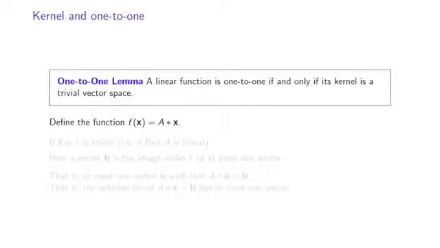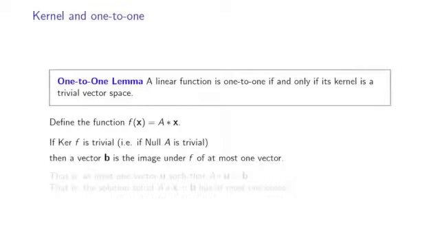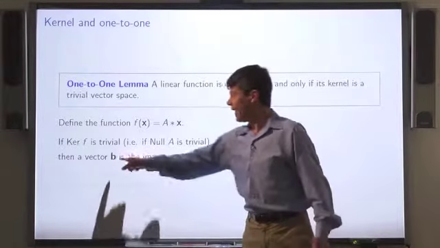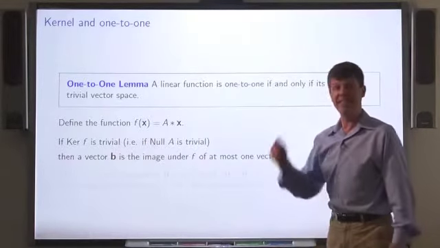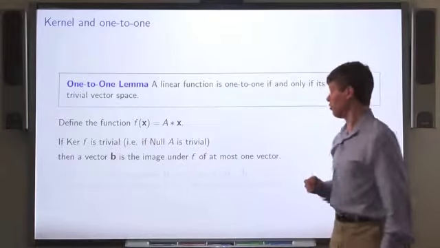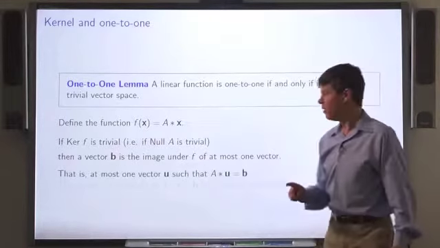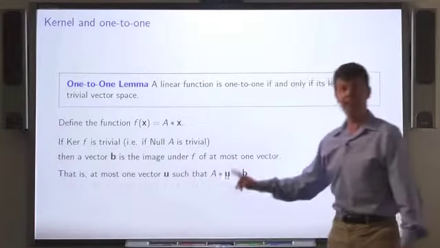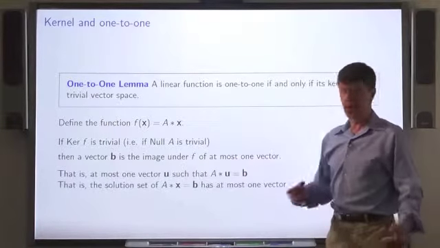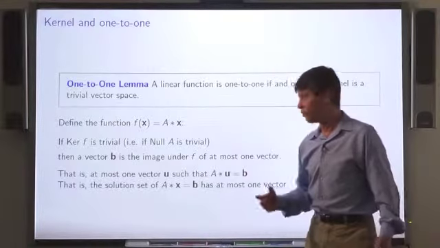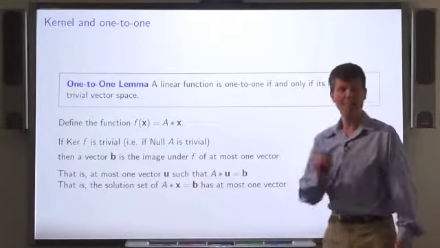Let f be the function defined by matrix vector multiplication, f of x equals A times x. If the kernel is trivial, that is, if the null space of A is trivial, then there's only one way to get a particular output b. b is the image under f of only one vector in the domain. That is, there's at most one vector u such that A times u equals b. In other words, the solution set of the matrix vector equation A times x equals b has at most one vector.